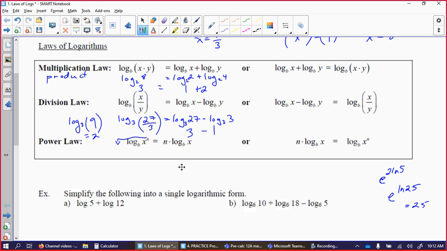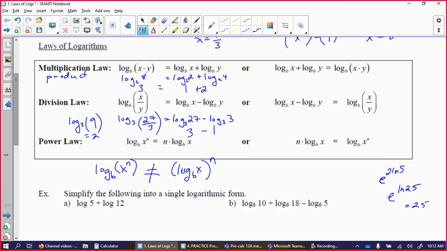This one you have to be a little bit careful because this is log base b of x to the power of n. That will work. If you have log base b of x to that, those are two different things. Not equivalent. You can't do anything.